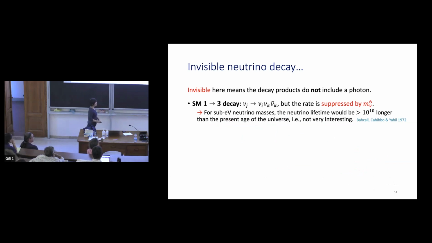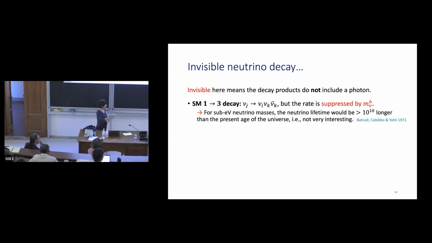Now, if you ask, do you have such a process happening in the standard model? The answer is that, yeah, you can actually make it work. You can have a 1-to-3 decay. Problem is that this kind of process is highly suppressed. You get mass to the power 6, according to this paper. So if we only have sub-electron volt neutrino masses, then the corresponding neutrino lifetime would be like 10 orders of magnitude longer than the lifetime of the universe. So this scenario is actually not terribly interesting for us.